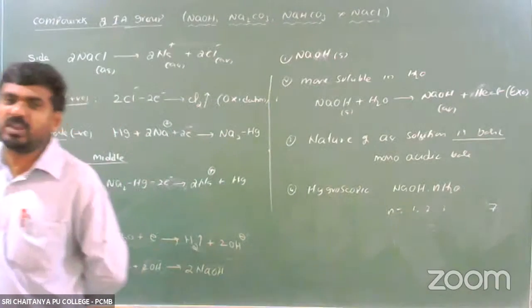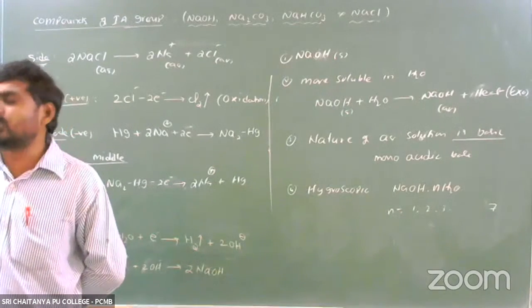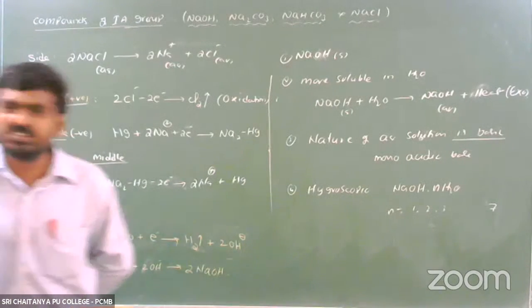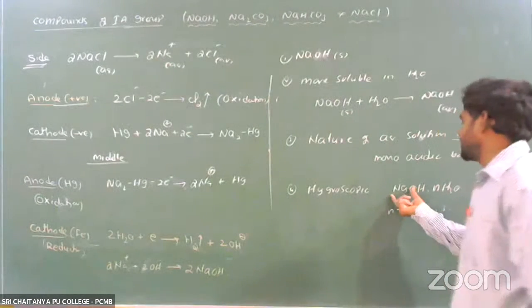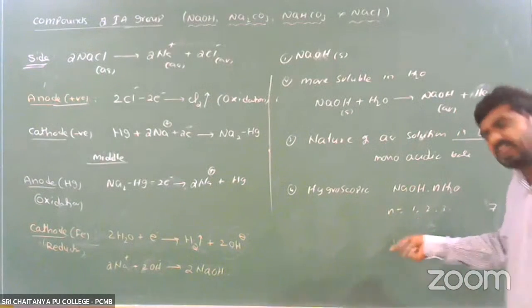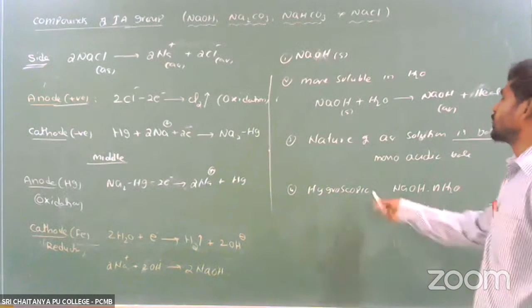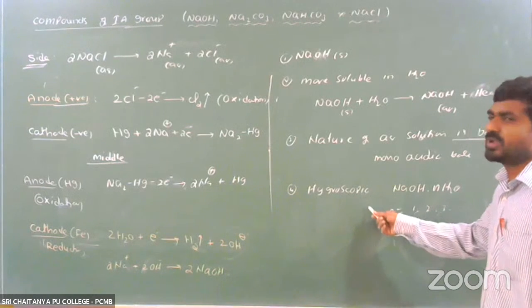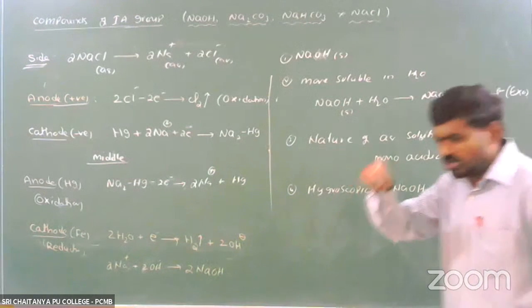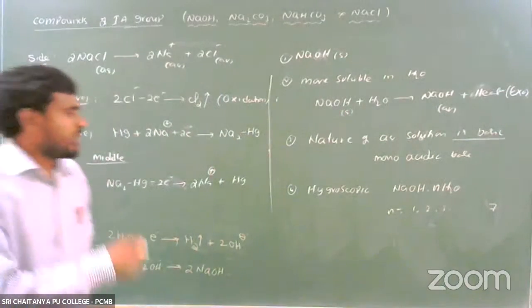It is hygroscopic and it is deliquescent, like lithium chloride and magnesium chloride. Deliquescent means it absorbs moisture from atmospheric air and, being soluble, it is converted into liquid. So sodium hydroxide is hygroscopic and deliquescent.